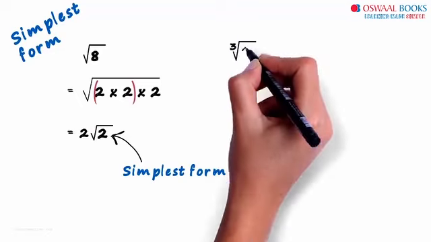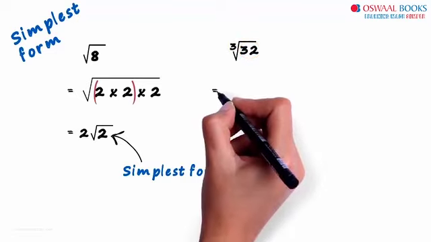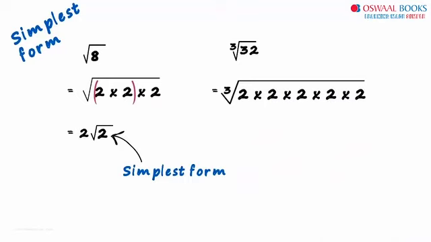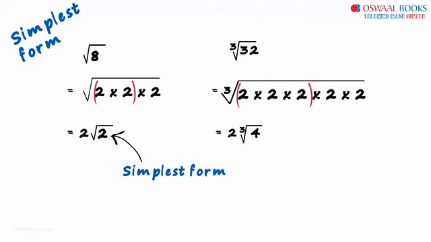What about cube root of 32? As we see it, the base is 32 and the index is 3. Writing 32 in terms of its prime factors, we get cube root of 2 times 2 times 2 times 2 times 2. Since it's a cube root, we take groups of 3 and take one number out from that group. We can make just this one group here. And what remains is 2 times 2, which equals 4. Hence, this will equal 2 multiplied by cube root of 4. This is the simplest form of cube root of 32.